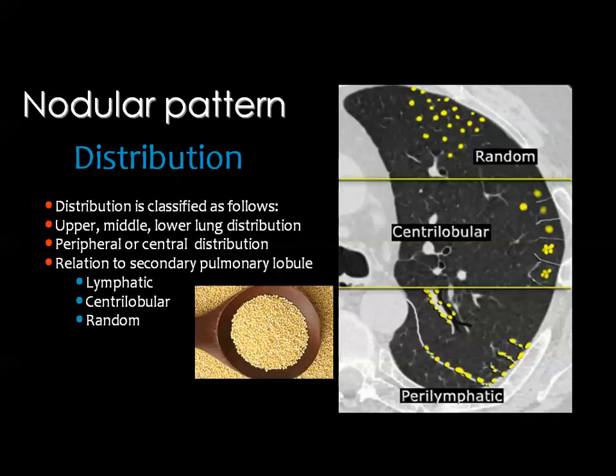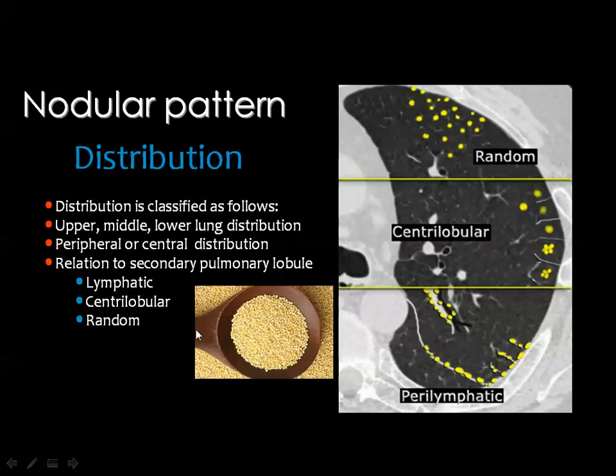And the nodular pattern, by nodular pattern, we mean that there are too many very small nodules scattered throughout the lung. And concerning this pattern, we should be careful about the distribution of the nodules, and this will affect the way of differential diagnosis. And we have three patterns of distribution: the lymphatic distribution or perilymphatic distribution, which is arranged along the septae of the pulmonary lobules, as well as along the bronchovascular markings.